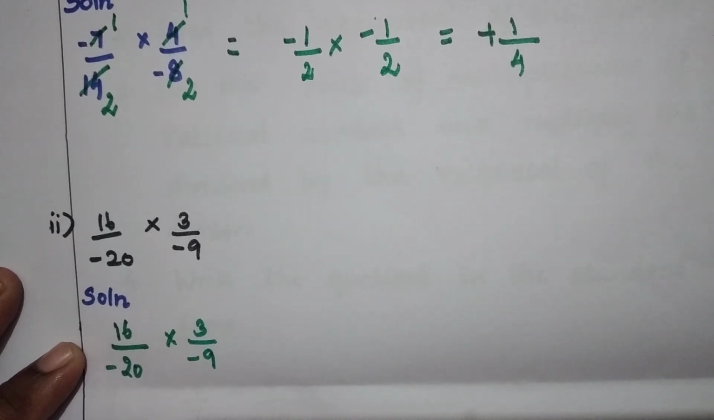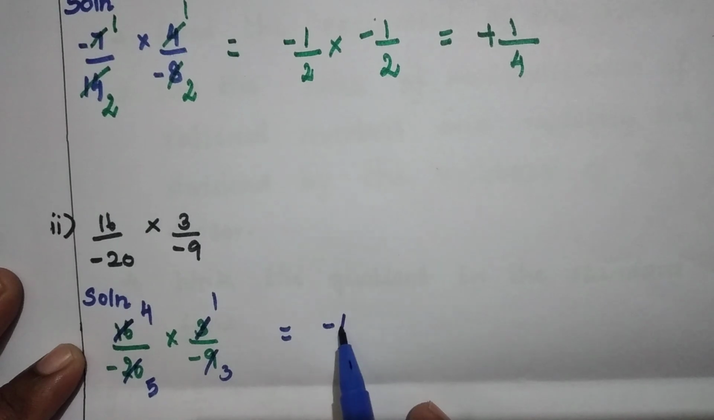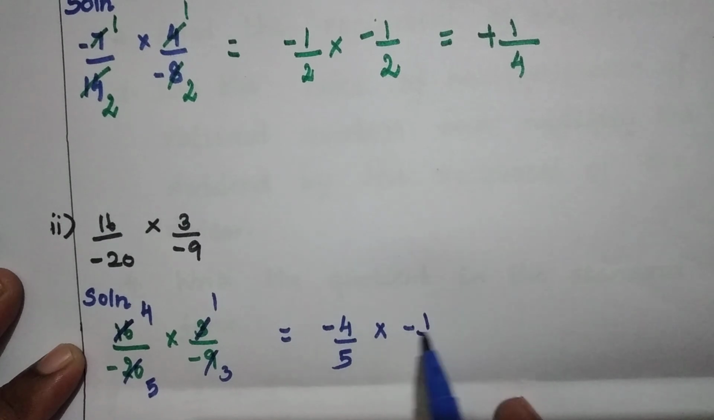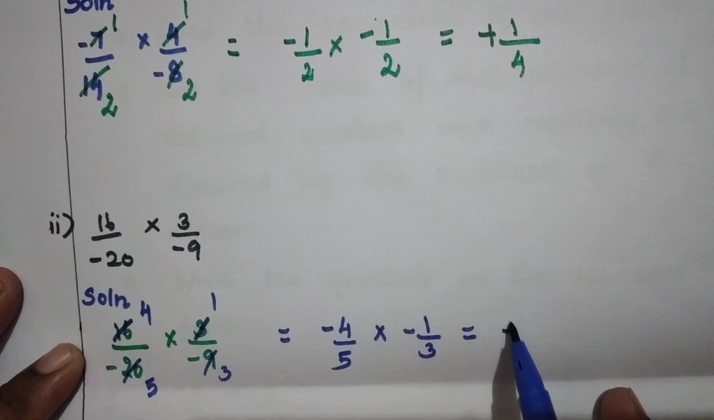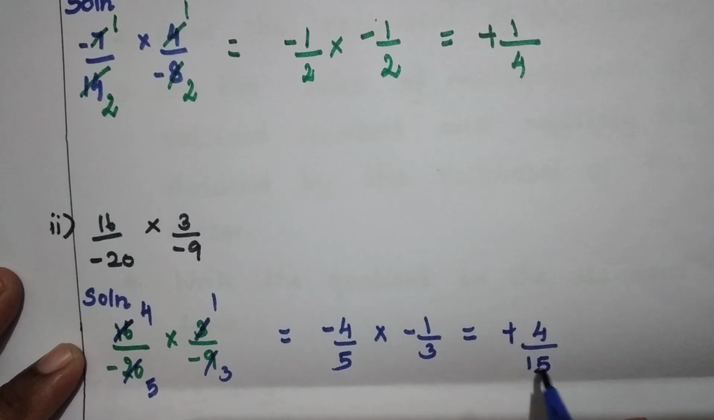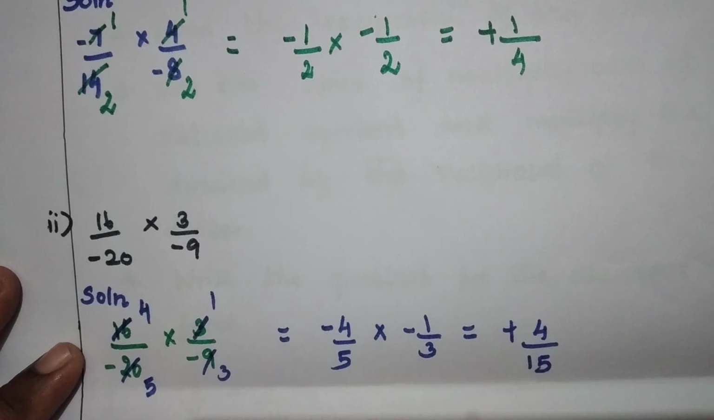Now you can cancel this one by 4 tables. 4 fours are 16 and 5 fours are 20. Here 1 3 is 3 and 3 threes are 9. Now we can bring this negative sign to the numerator. Minus 4 by 5 into minus 1 by 3, which is equal to minus into minus is plus, 1 4 is 4 and 5 threes are 15. So the answer is 4 by 15. Is it clear, children? Yes.